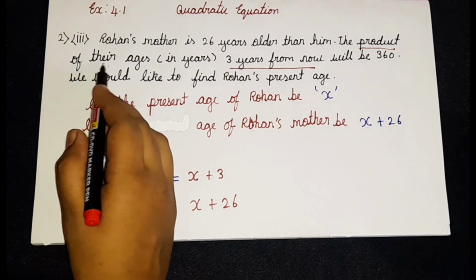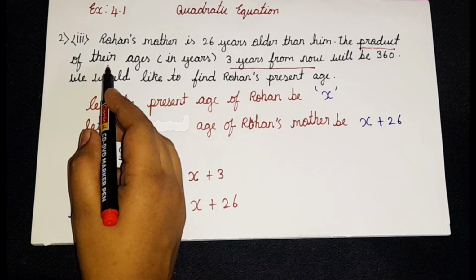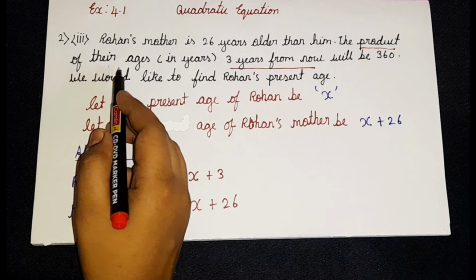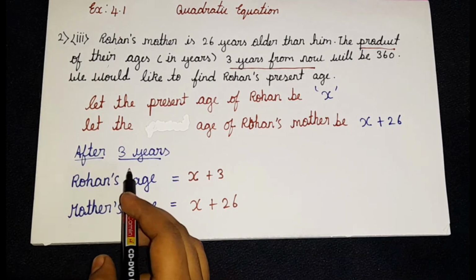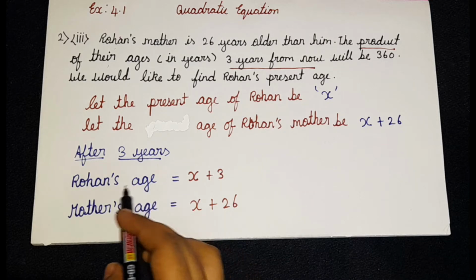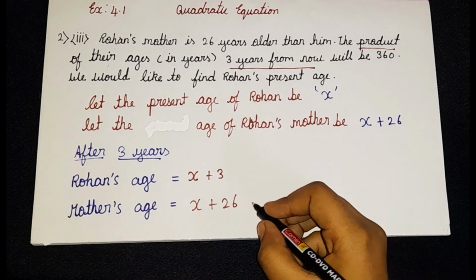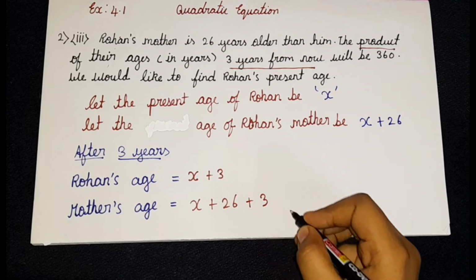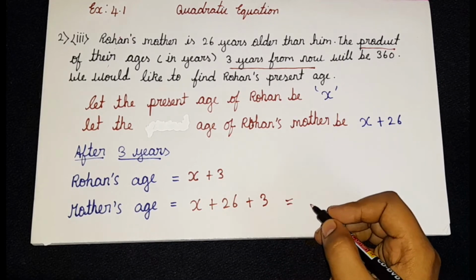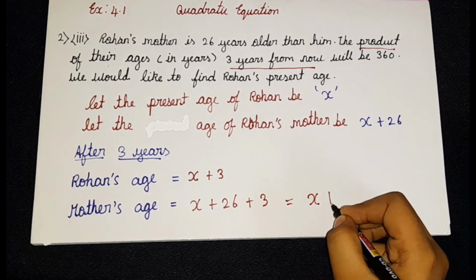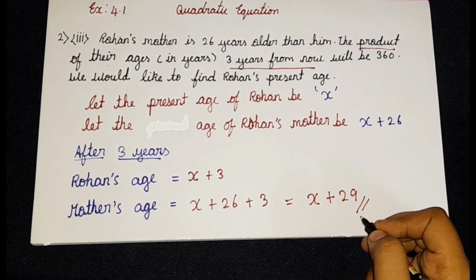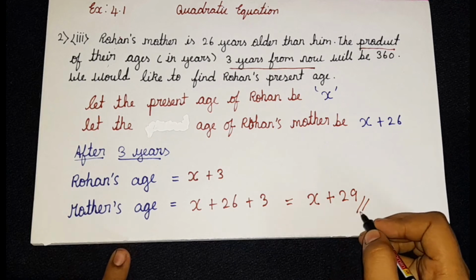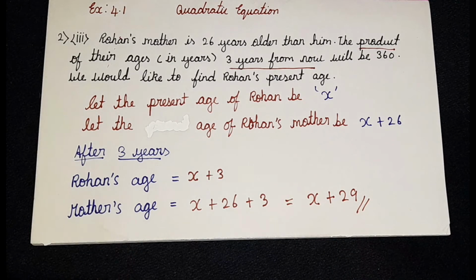Here they mentioned their ages. Their ages means Rohan as well as his mom. That's why we are just taking Rohan and his mom. After 3 years means we are supposed to add 3, as we did for Rohan. So we add 26 plus 3. What is 26 plus 3? 26 plus 3 is 29. So now after 3 years, the mom's age is x plus 29. Remember that mom's age is x plus 29.